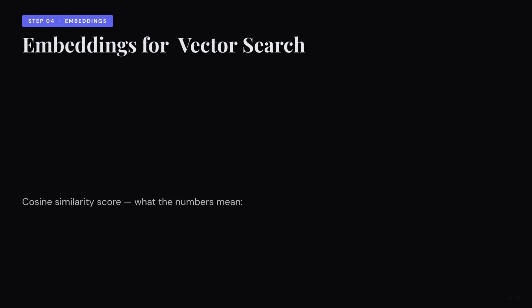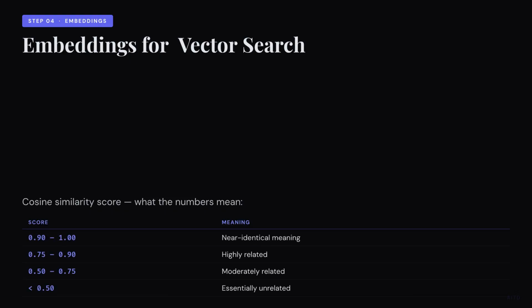To compare how similar two pieces of text are in meaning, compute the cosine similarity between their vectors. A score above 0.75 means they are highly related. Below 0.50 means they are essentially unrelated. This comparison is the foundation of every RAG pipeline you will build.